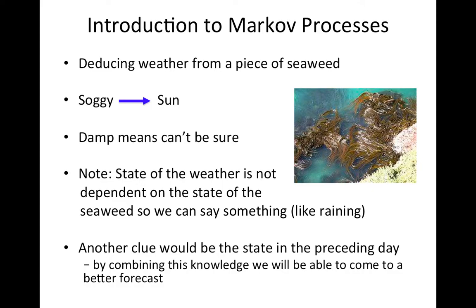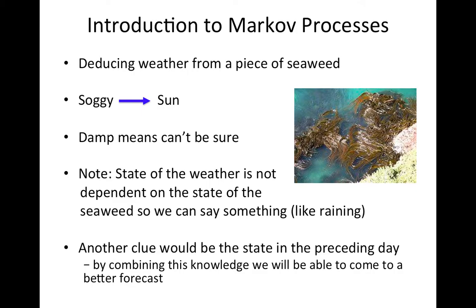So, deducing weather from a piece of seaweed. If it is soggy, then we can say that it may not be sunny. If it is damp, it means that we can't be sure. The state of weather is not dependent on the state of seaweed, but we can say something like it is raining if the seaweed is damp.